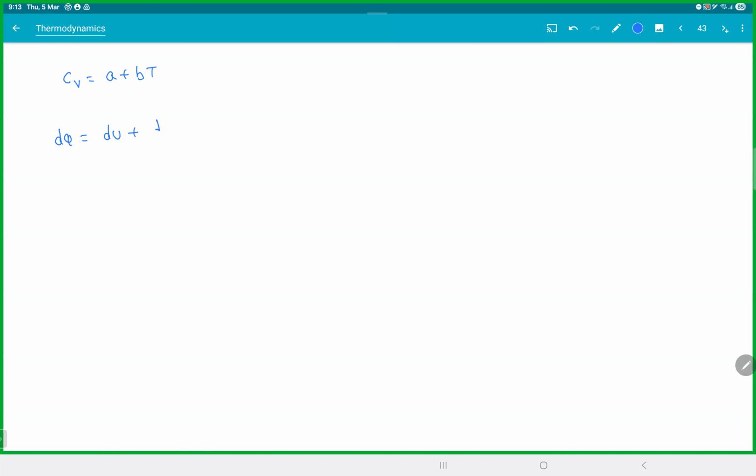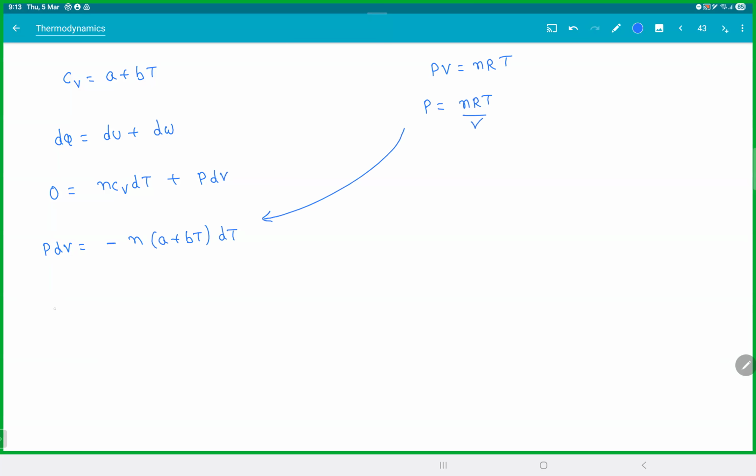So dq is du plus dw. dq is 0. du is nCv dT. dw is PdV. So PdV is equal to minus n(A + BT) dT. And we also have PV = nRT, so pressure is equal to nRT by V. Take this and substitute in this equation. Then you end up with nRT dV by V is equal to minus nA dT minus nBT dT.